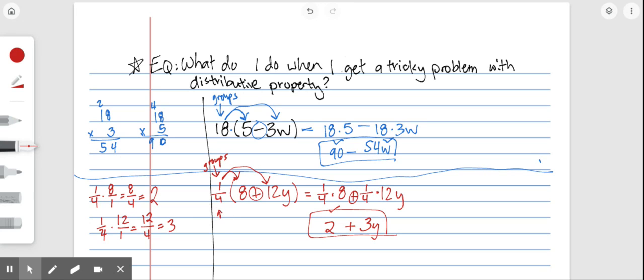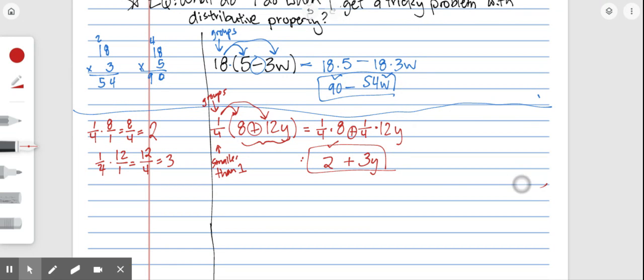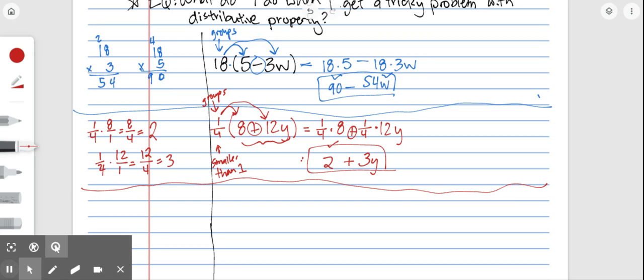Notice, because this number is smaller than 1, like 1/4 is smaller than 1, our answer is going to be smaller than the stuff inside parentheses. So because this number is less than 1, we decrease our initial value. That's how multiplication works. If you're multiplying by half, then you're halving it, or you're getting smaller. If you multiply by 1/4, you're quartering it, or you're getting smaller. Anytime you multiply by a number that's less than 1, you're going to end up with an answer that's smaller than the original. Okay. All right, let's try another one.